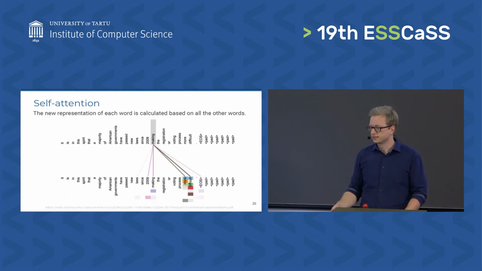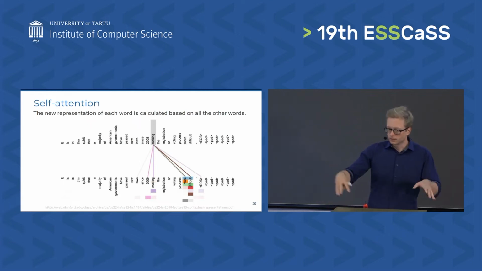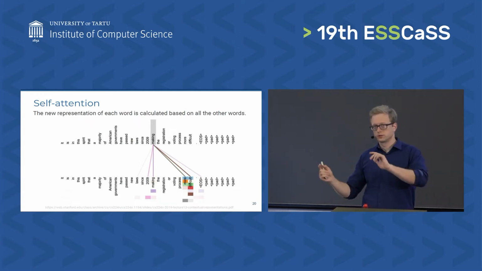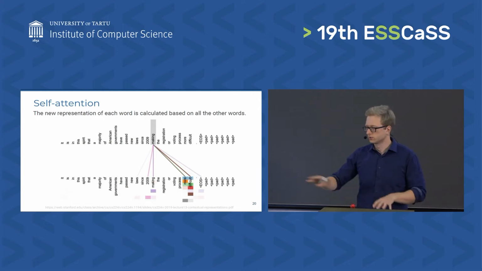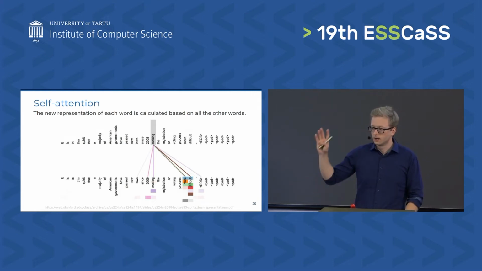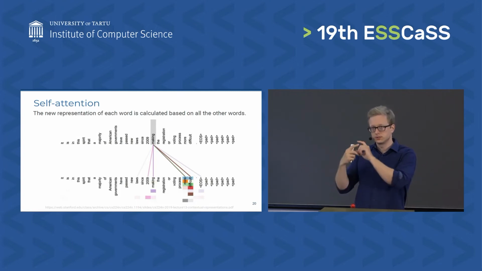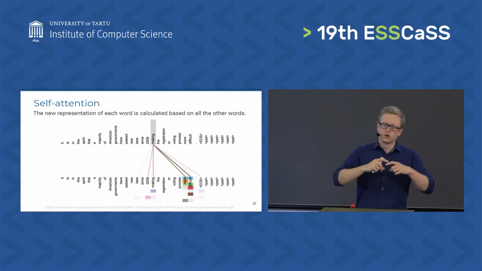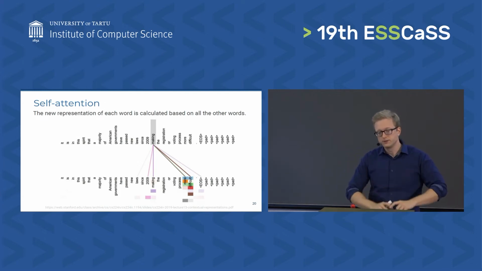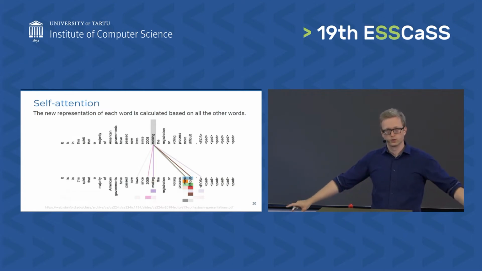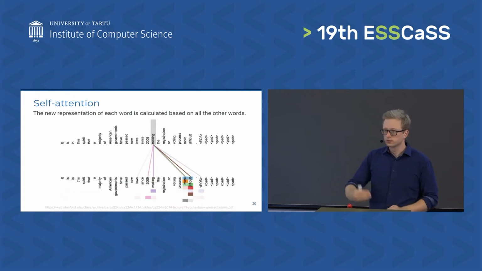So what's happening inside self-attention? I'm not going to go into the full math equations. You can look them up in the paper if you want, but I'll just go over the main idea. The idea is that we calculate new representations for each of the words based on the previous representations of all the other words in the input. And the model is able to dynamically choose which words in the input are more important or less important for calculating the representation for one particular word.